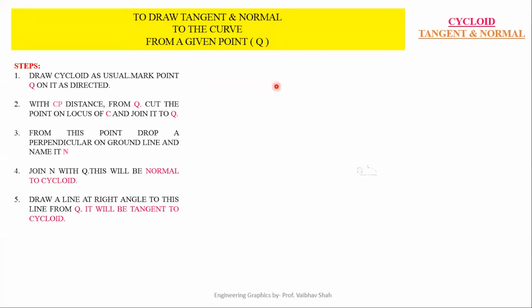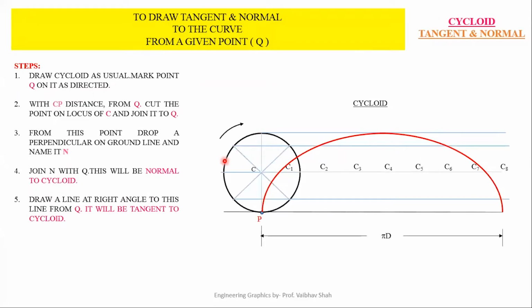So here, our aim is to draw tangent and normal to the curve from a given point Q. And here, our curve would be cycloid. So now this is cycloid. If you don't know how to draw a cycloid, then refer to my previous lecture on cycloid. Now, let us mark point Q on this cycloid.